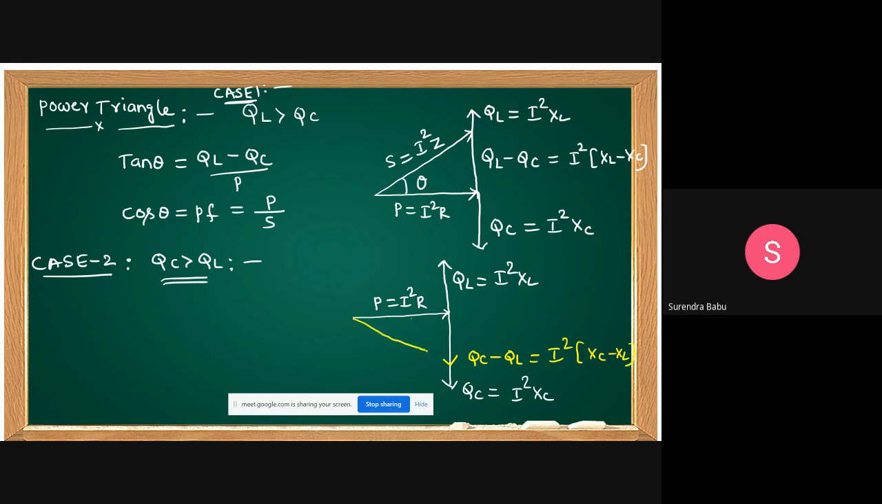This angle is theta. Then you can define the tan theta. Tan theta equal to QC minus QL by P. What is the cos theta? Cos theta is the power factor, equal to how much, friends? The power factor is adjacent by hypotenuse, that is P by S. Okay, these are the calculations.